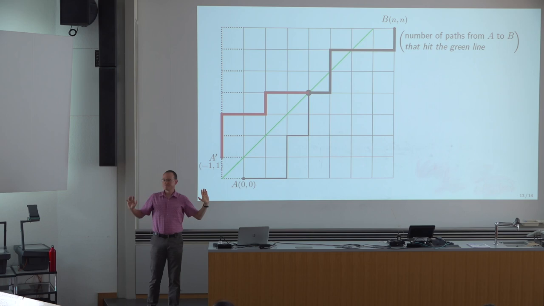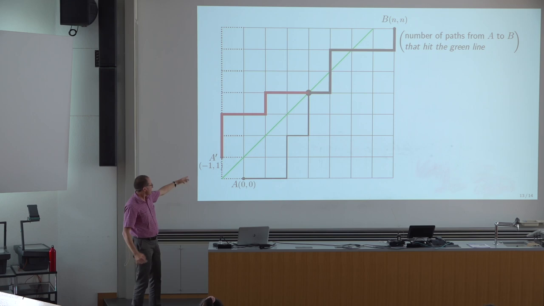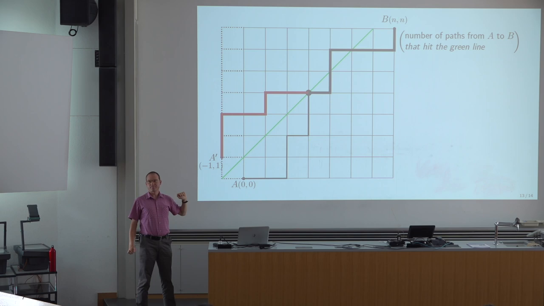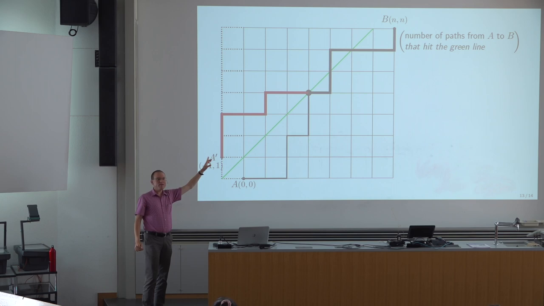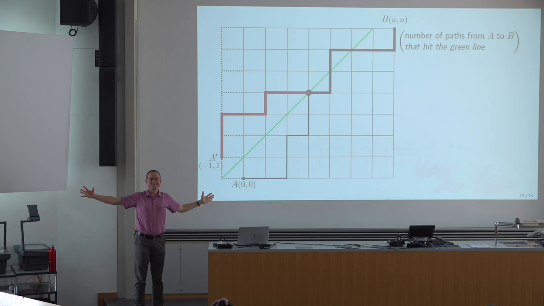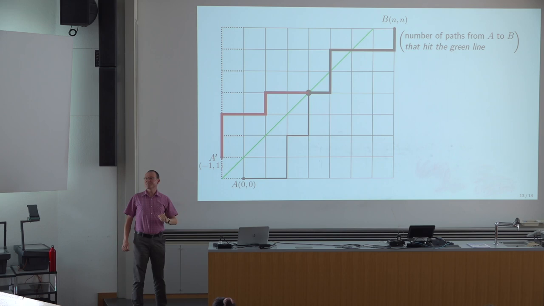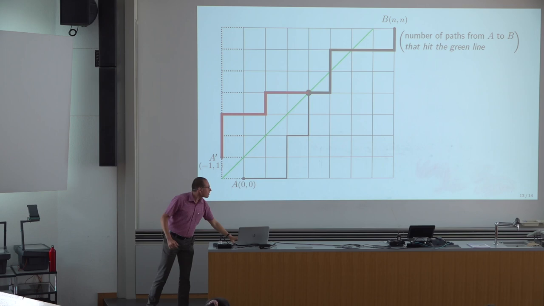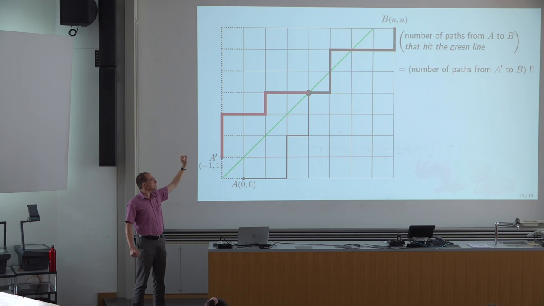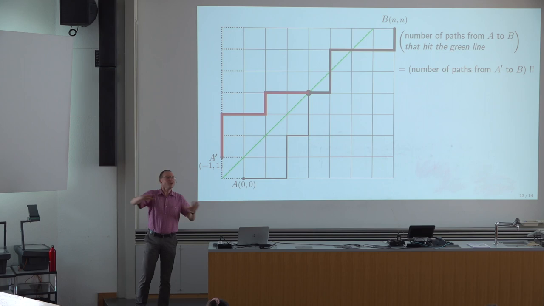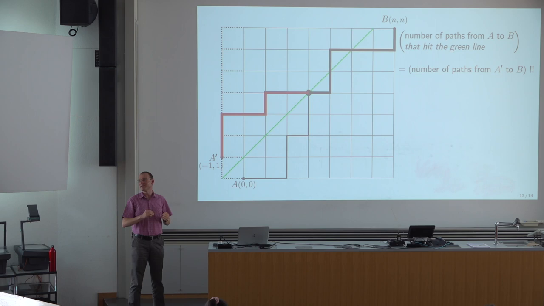Just make it thicker. Now, we started with a path from A to B that hits the green line. To this path, by reflecting the first chunk of it, we obtained a path from A prime to B. I don't have to give any qualification for that path. I don't have to say that it hits a certain line or that it avoids a certain line. Just a path from A prime to B. And any path from A prime to B, conversely, will correspond to a path from A to B that hits the green line. Well, okay, look, the number of paths from A to B hitting the green line is equal to the number of paths, period, from A prime to B. Just paths from A prime to B with no qualification, no further property. They will correspond to paths from A to B that hit the green line.